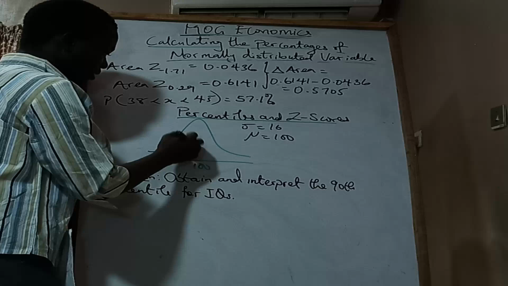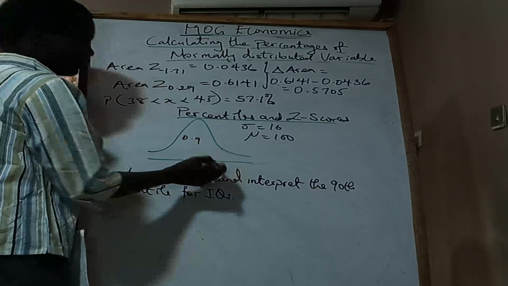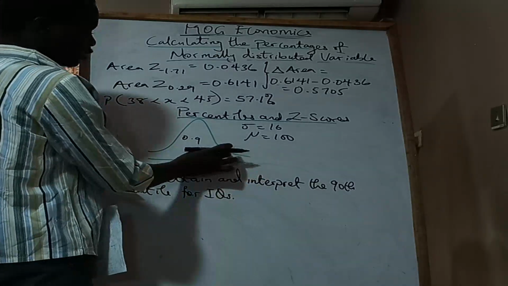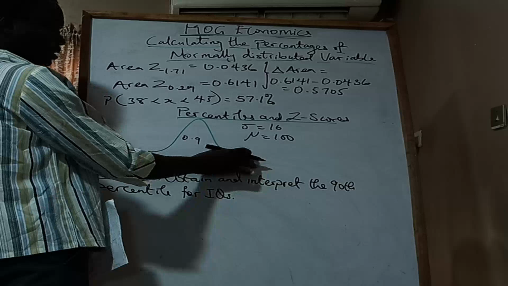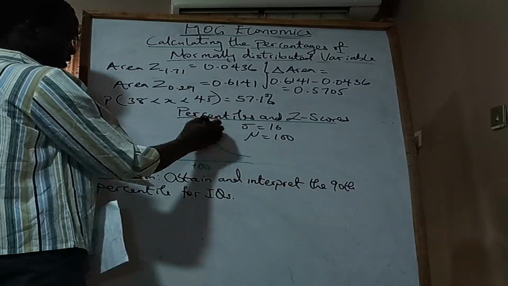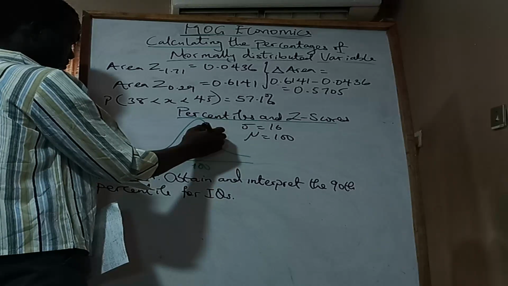So an area of 0.9. Of course, we know if we were to bring this one here under the normal distribution, 2.5% is what is here. So if you look at the 97.5, that would be too much. Okay, so an area of 90 is probably around here.